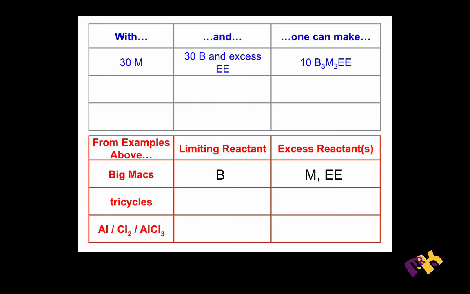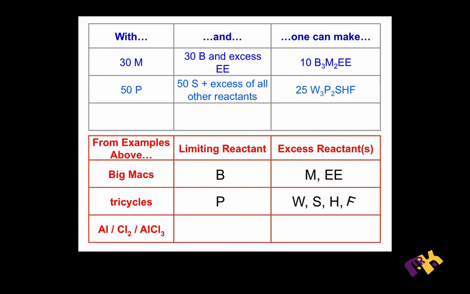We'd still have patties left over. We'd still have everything else left over from the process. Not everything would have been used up. With the bicycle example, we had 50 pedals and 50 seats and unlimited of everything else. What limited us to only 25 tricycles? It had to be the pedals. We ran out. We'd still have some seats left over. We'd still have all the other components, the wheels and the handlebar and the frame.